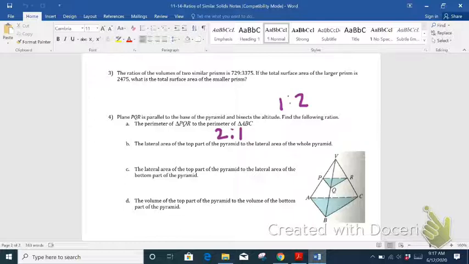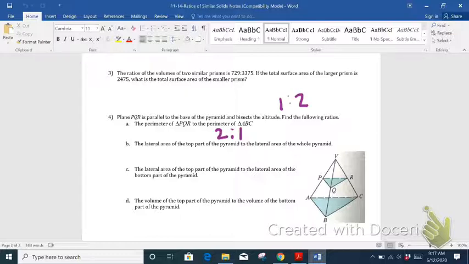Okay, then it's asking about lateral area. Now, surface area, lateral area: if you have two similar pyramids, their lateral areas are going to have the same scale factor as the surface areas. So as long as you're comparing the same areas, you can still use the rule that the ratio of areas is equal to the scale factor squared.